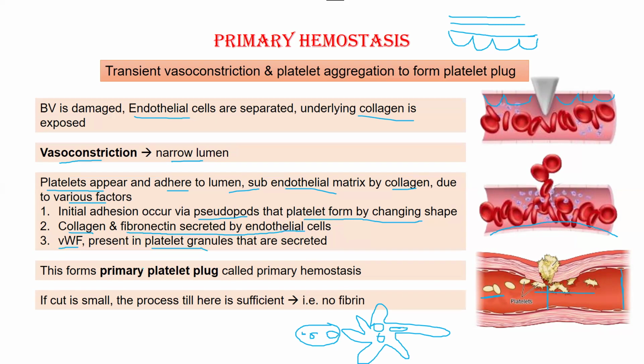And these granules have many factors that we will study in detail in hematology, but right now one of the most important factors for hemostasis is von Willebrand factor. This will be secreted and it will cause the platelets to stick together, adhere. So this sticking will form the primary platelet plug, which is called primary hemostasis. So your primary platelet plug is formed, as you can see.